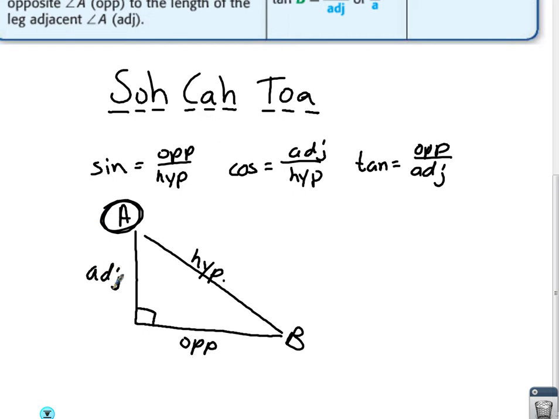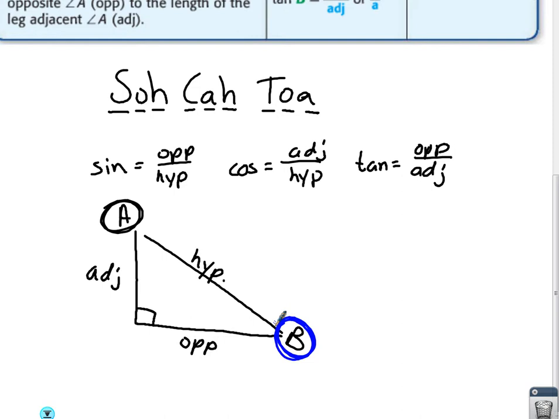Do y'all know what the word adjacent means? Next to. Adjacent is next to. If you're sitting adjacent to somebody, you're sitting next to them. So if you're talking about angle A, this would be my opposite side because it's across from it. And adjacent would be right there next to it. Now, is it the only side that's adjacent to it? No, the hypotenuse is also adjacent to angle A. But what if I'm talking about angle B?